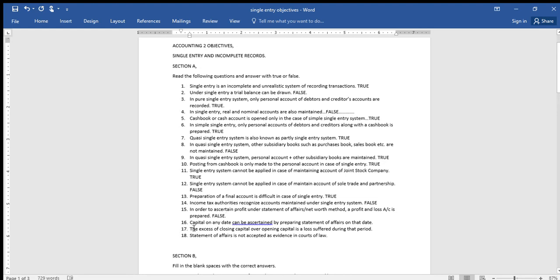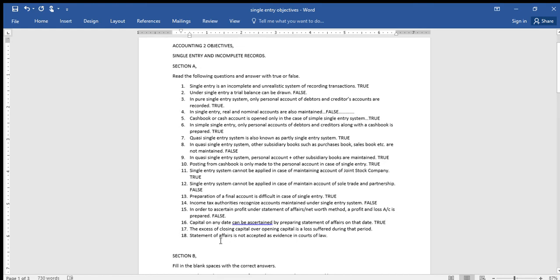Then number 16, capital on any date can be ascertained by preparing statement of affairs on that day. This is true. In case of opening capital, we shall use the opening figures, and in case of closing capital, we shall use closing figures in order for us to determine the capital using the statement of affairs.